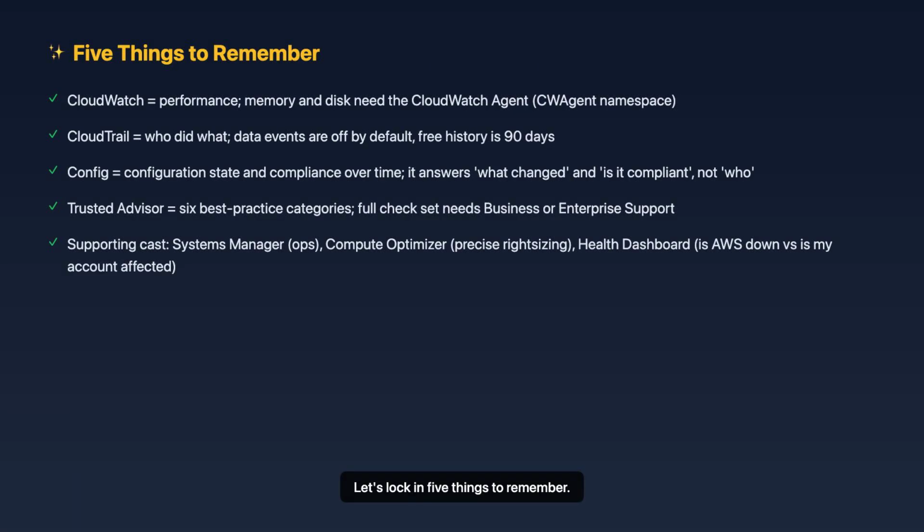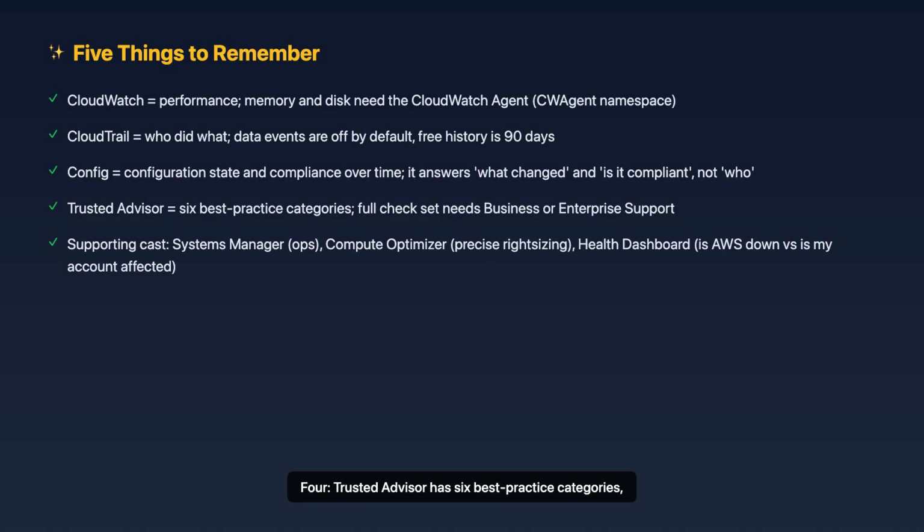Let's lock in 5 things to remember. 1. CloudWatch is performance, and memory and disk space need the CloudWatch Agent, landing in the CW Agent namespace. 2. CloudTrail tells you who did what, data events are off by default, and the free history is 90 days. 3. Config tracks configuration state and compliance over time. It answers what changed and whether it's compliant, never who.